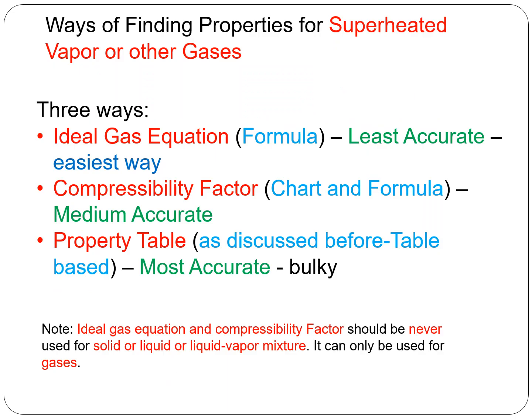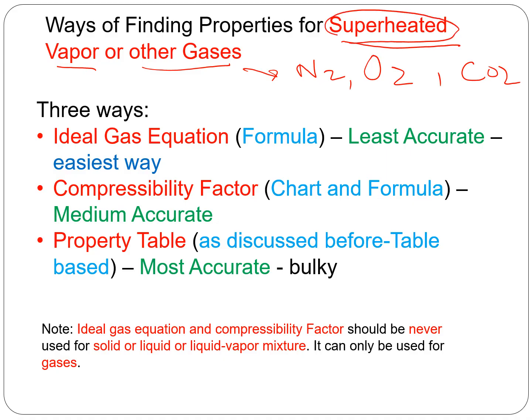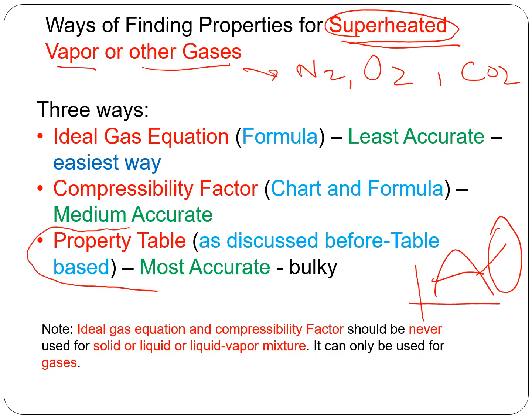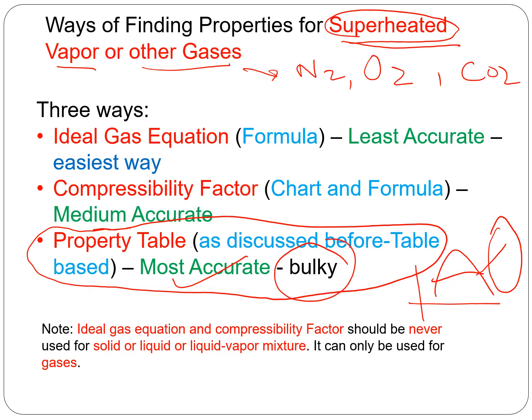Next, there are other ways by which we can find the property for superheated vapor or other gases. Other gases could be nitrogen, oxygen, or carbon dioxide. And we know what superheated vapor is. If you have a vapor like this, in this region, this is the superheated region that we are concentrating on. If it is a superheated region, we already know how to calculate the property using the property table, but it's most accurate, but it's so much data, bulky, so that's a drawback.